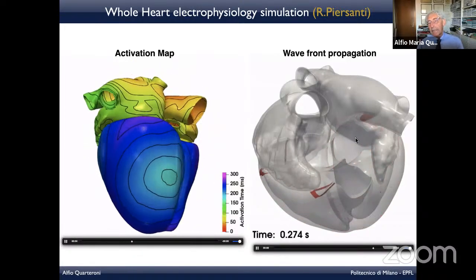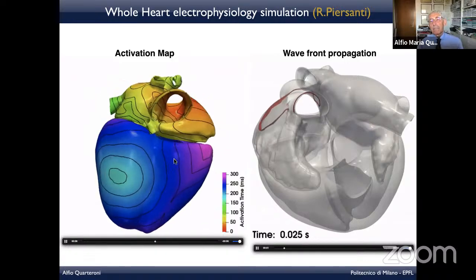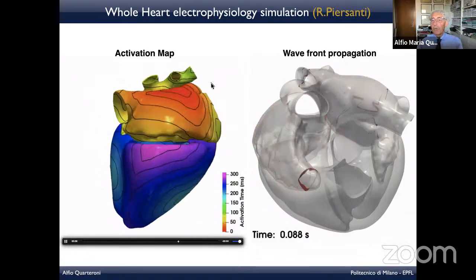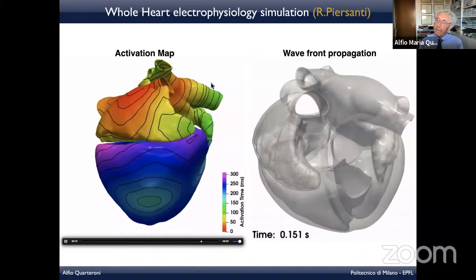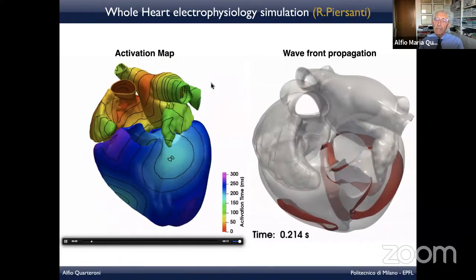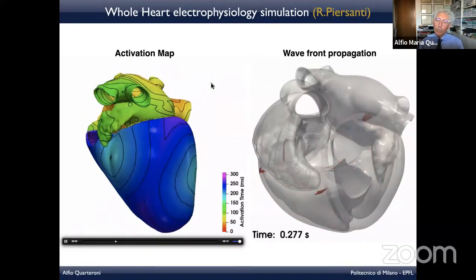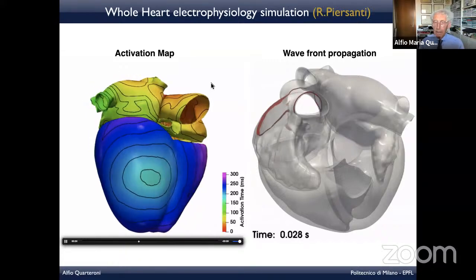And on the right-hand side, it is the same simulation, but now you see the propagating front of the electrical field. It separates zones that have been already activated from those on which the electrical activation has not yet arrived.